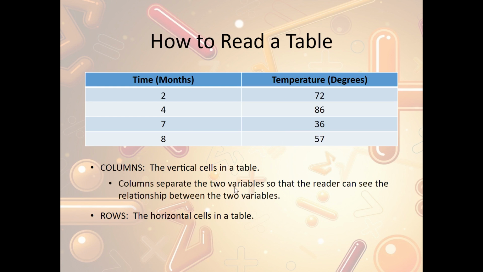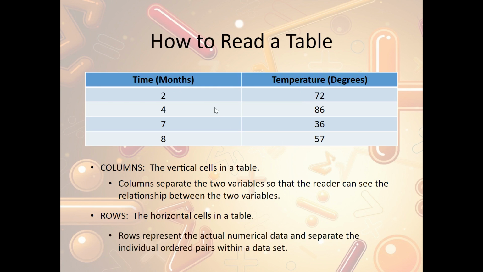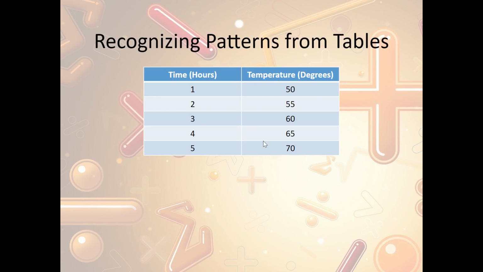Now the columns separate the two variables, so this separates time from temperature. And the rows separate the actual data. So this is a data point, this is a data point, this is a data point, and this is a data point.